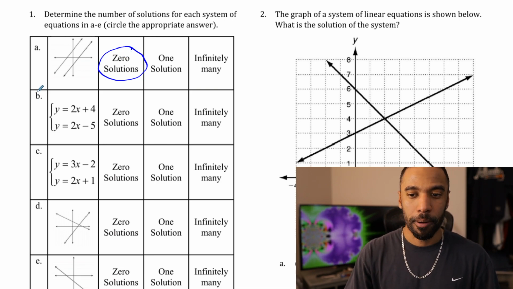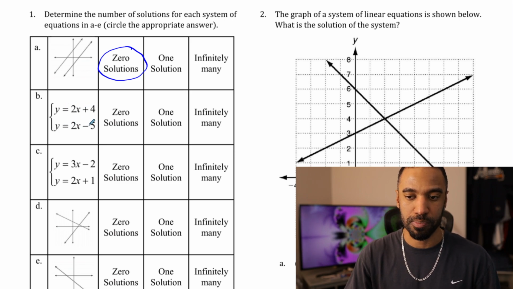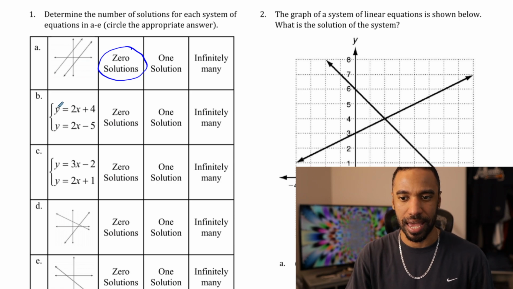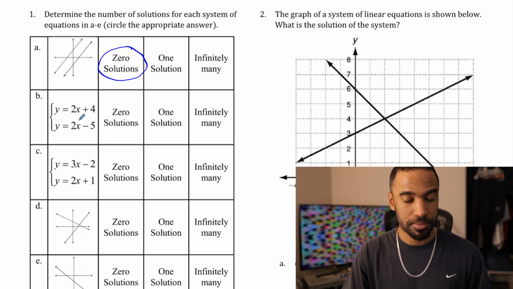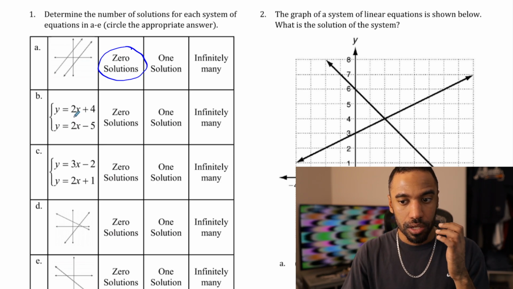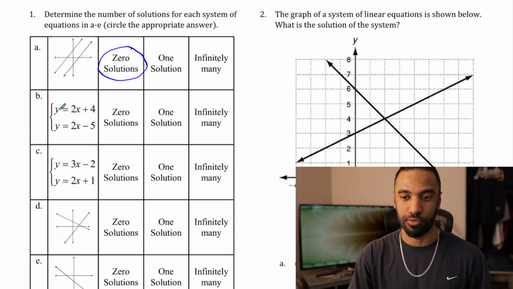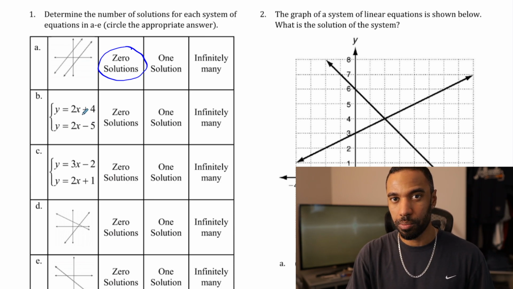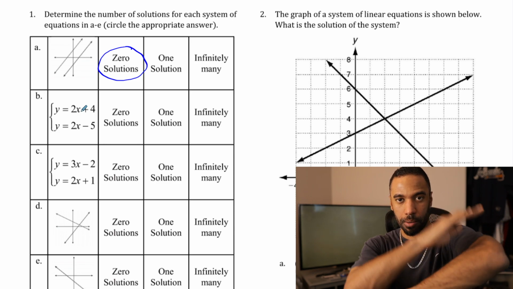Now part B is in equation form, y equals 2x plus 4 and y equals 2x minus 5. Without actually solving this system, without graphing it, and without doing the substitution method or anything, you can look at these as both slope-intercept form. And what we can see is they have the same slope. Same slope would either mean that they're right on top of each other or they're apart from each other.